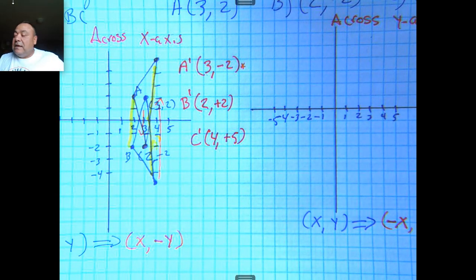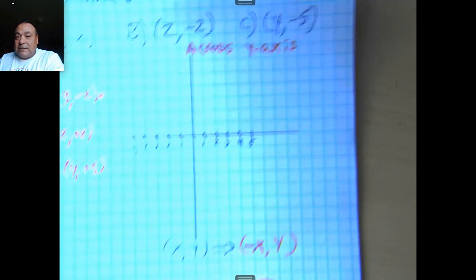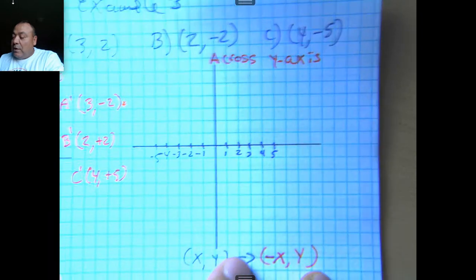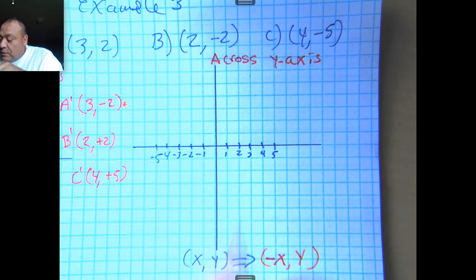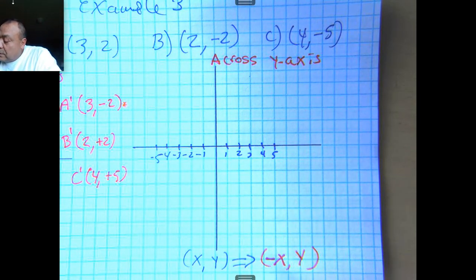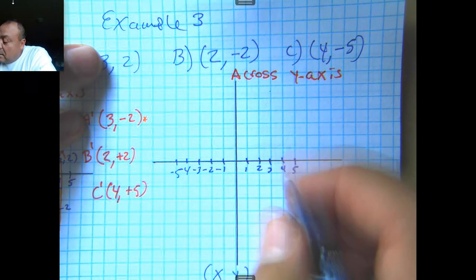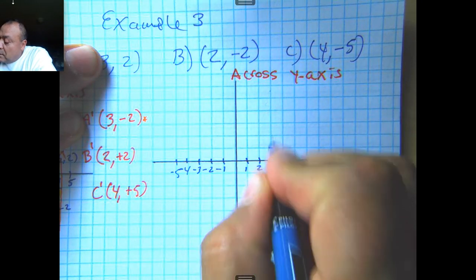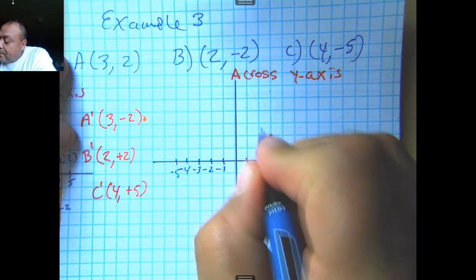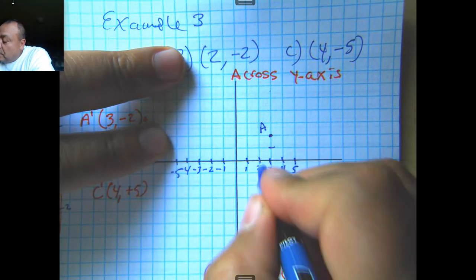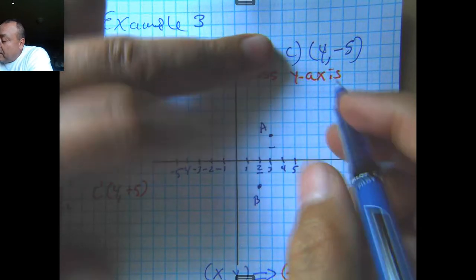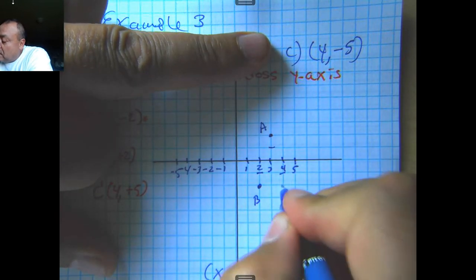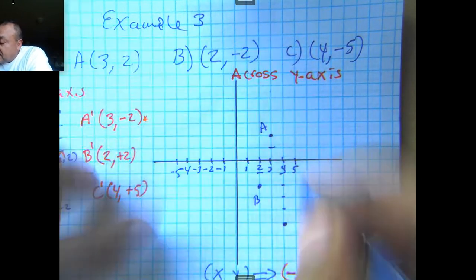Let's do the same across the y-axis. And this time, guys, we're going to do the same image. So let me see. 3, 2. So I'm going to go 3, 2. So this is going to be 3, 2 right there. 1, 2, and then up 1, 2. That would be A. 3, 2. Then 2, -2. So that would be, there we go. That would be B. And 4, -5. So I'm going to go 4. 1, 2, 3, 4. -5. And I get back the same image I had before.